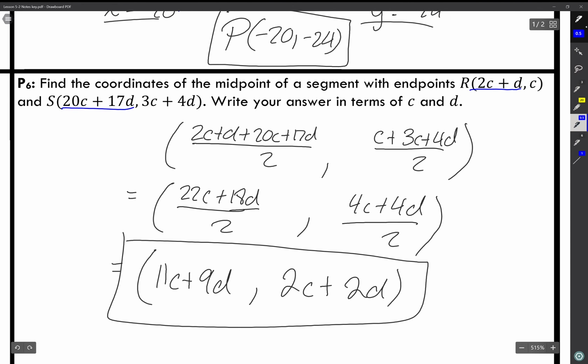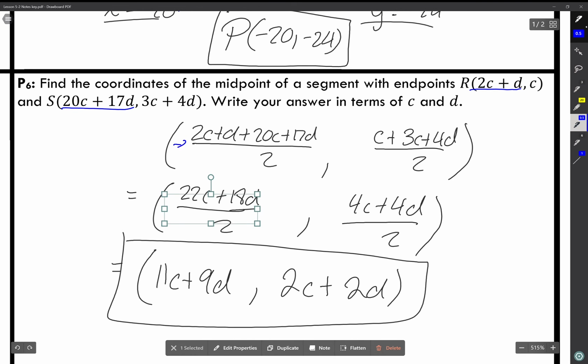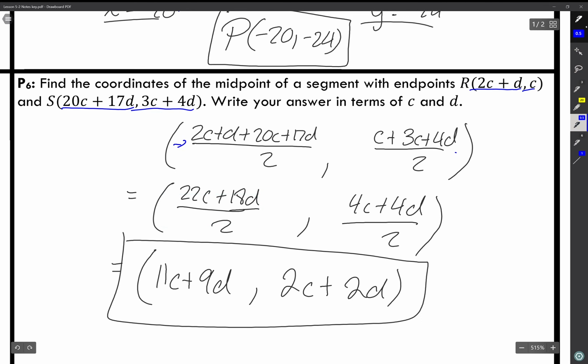So let's plug that stuff in. 2c plus d plus 20c plus 17d, and that's what I have right here over 2. And then my next one will be c and 3c plus 4d. So that's for our y's. Plug them in. And then let's combine like terms. 2c and 20c give me 22c. d and 17d give me 18d all over 2. And then 3c plus 1c is 4c, and then we get left with 4d over 2.